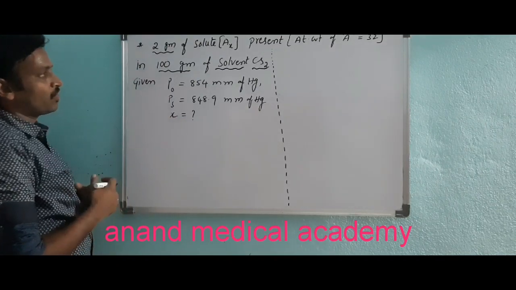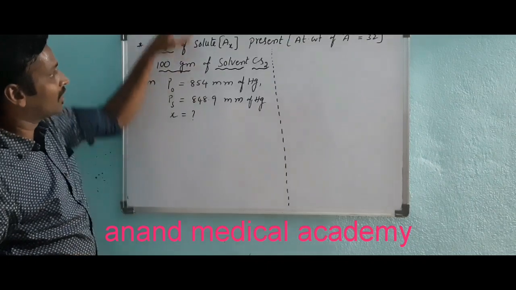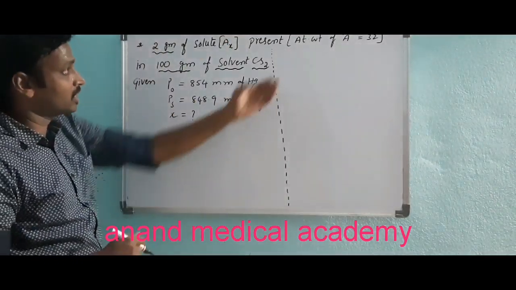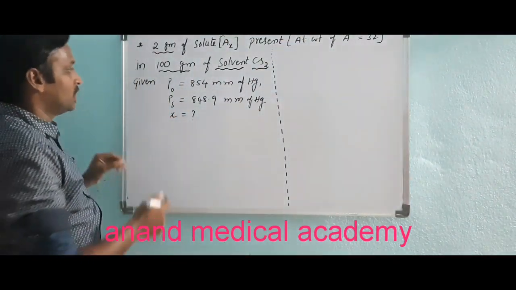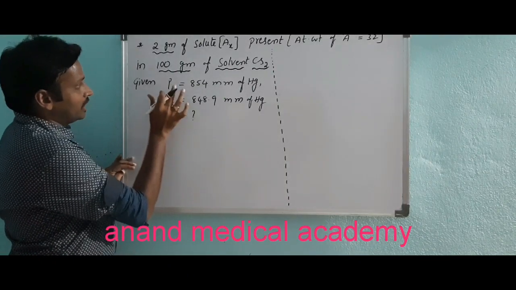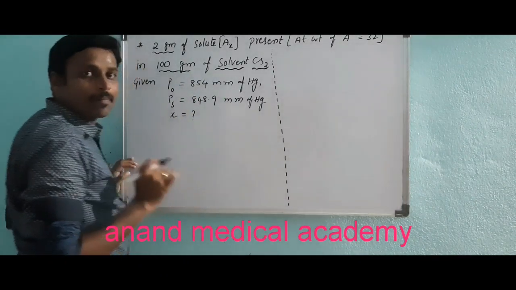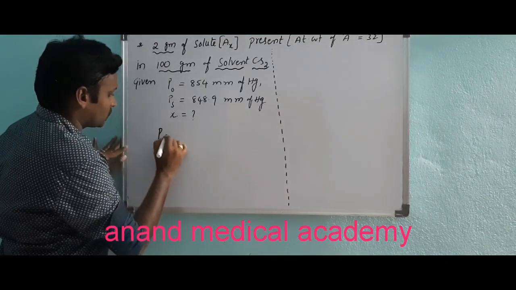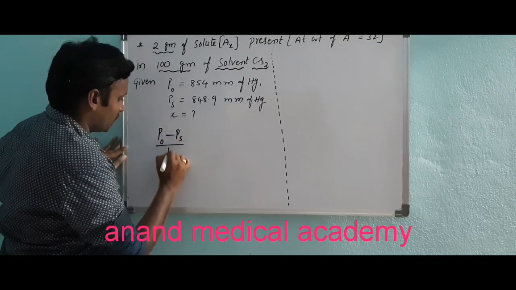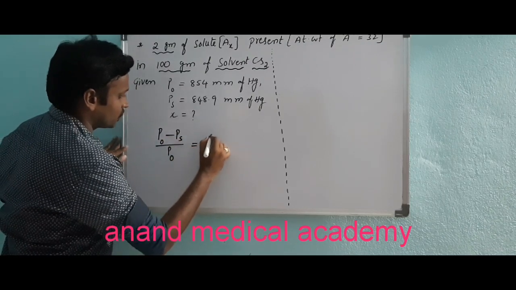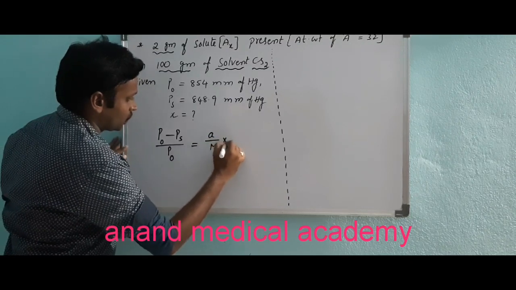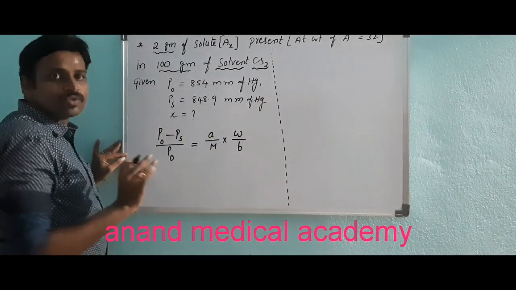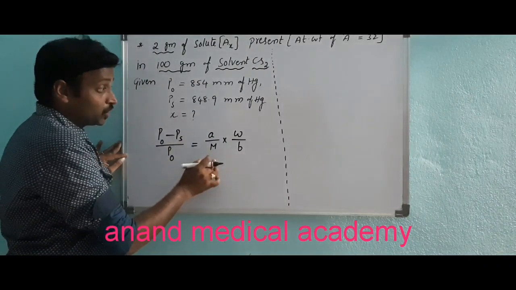X means. So first of all, we must calculate the molecular weight of this AX so that you can find out what X is, because the atomic weight you know very clearly. So first of all, it is regarding Raoult's law, vapor pressure. So what exactly is the Raoult's law formula? P0 minus PS by P0 is equal to A by M into W by B. This is the formula we have for dilute solutions.